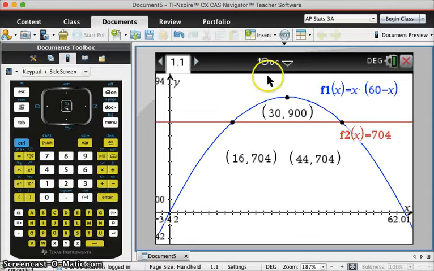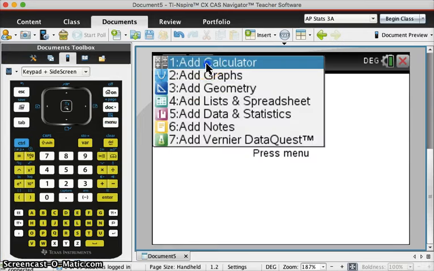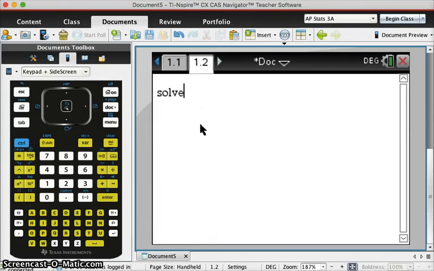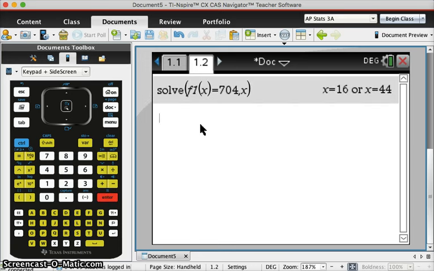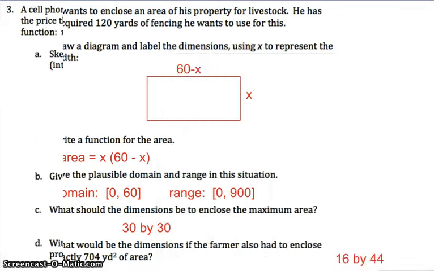I thought of another way to do that. We could actually do that in a calculator page. If I add a calculator page, I could basically just solve where f of x equals 704. Solve that for x, and it's going to be 16 or 44. That's kind of nice too. Okay.